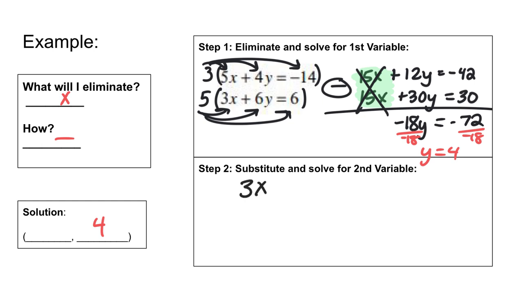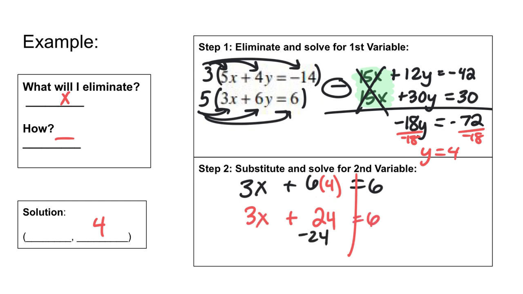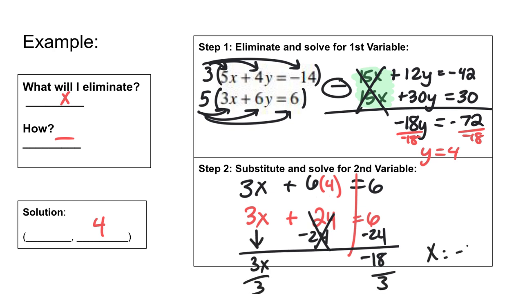So 3x plus 6y equals 6. I now know that y is 4, so where the y is, I'm going to take it out, put a 4 in that spot, and I'm going to solve that. So 6 times 4 is 24. Then I can subtract 24 off both sides. 6 minus 24 is negative 18. This side is still 3x divided by 3. And x is negative 6.